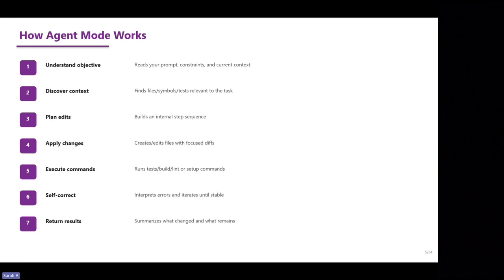Then step 3, it decides the order of the work. Then step 4 is that it makes the changes. Then the 5th step, it runs checks like, okay, is this working as it should work? So it does things like testing. But again, this also depends on the kind of prompting you have available. Then the 6th step is it self-corrects. If something breaks, it fixes it itself. Then step 7 is for it to return the results.